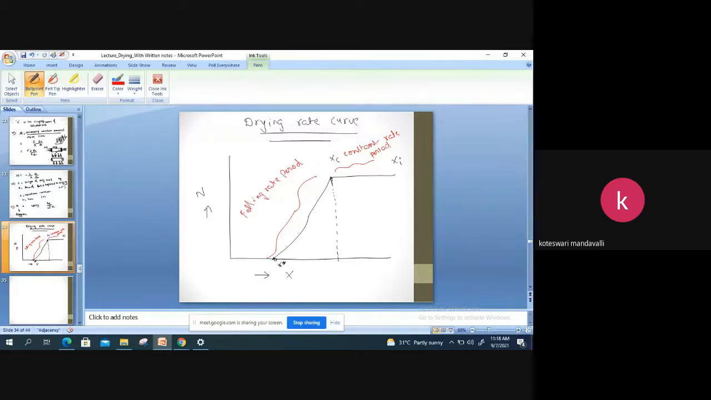If you observe this drying rate curve, you have two sections mainly. One is the constant rate, that is horizontal. మీరు చూస్తే ఈ పార్ట్ అంతా కూడా x axis కి parallel గా, horizontal గా ఉంటుంది. So this is called the constant rate period, and this part is called the falling rate period.